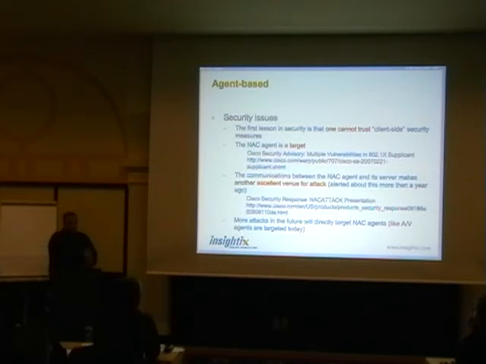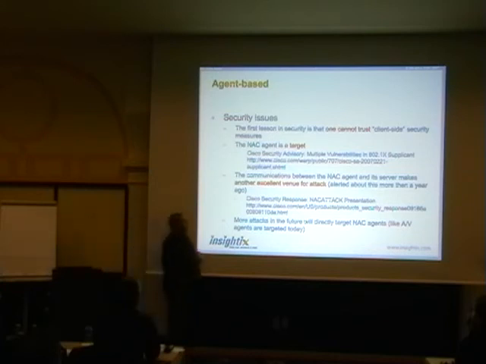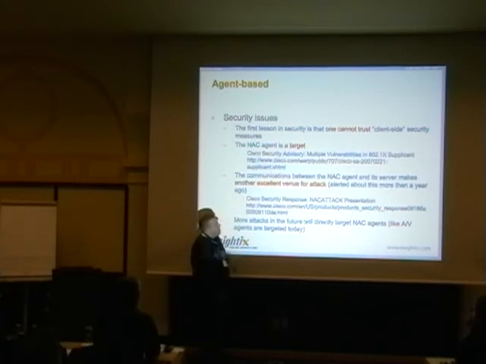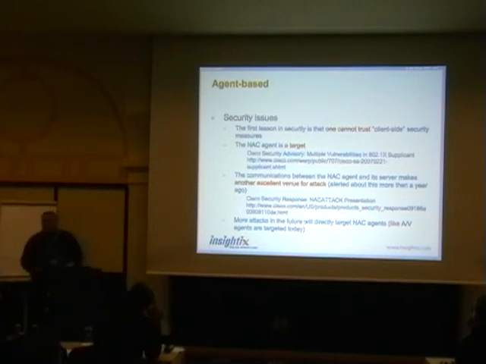Security issues. The first rule that every consultant learns is that no one can actually trust client-side security. There's no such thing as client-side security. And there are, again, some examples here. I'm sorry that this is all Cisco, but it's all public. So first is the agent itself. And another thing which is extremely important is the communication between the NAC agent and the server itself. Because if you're able to falsify the communication between the agent and the server, you basically control whatever.